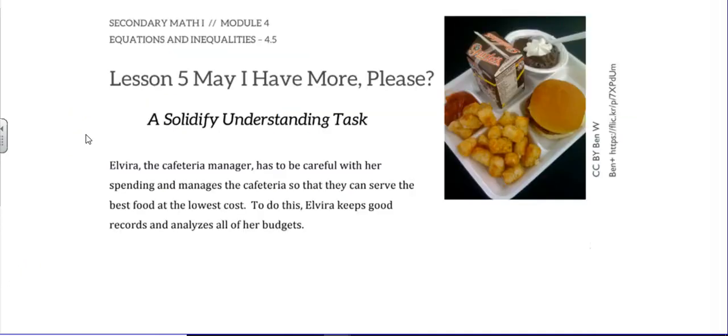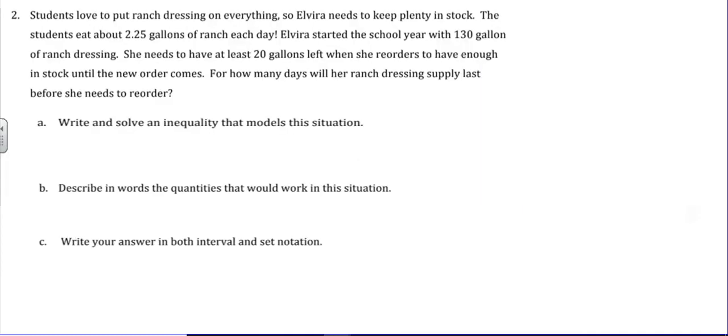Elvira, the cafeteria manager, has to be careful with her spending and manages the cafeteria so that she can serve the best food at the lowest cost. To do this, Elvira keeps good records and analyzes all of her budgets. The students love to put ranch dressing on everything, so Elvira needs to keep plenty in stock. The students eat about 2.25 gallons of ranch each day. Elvira started the school year with 130 gallons of ranch dressing.